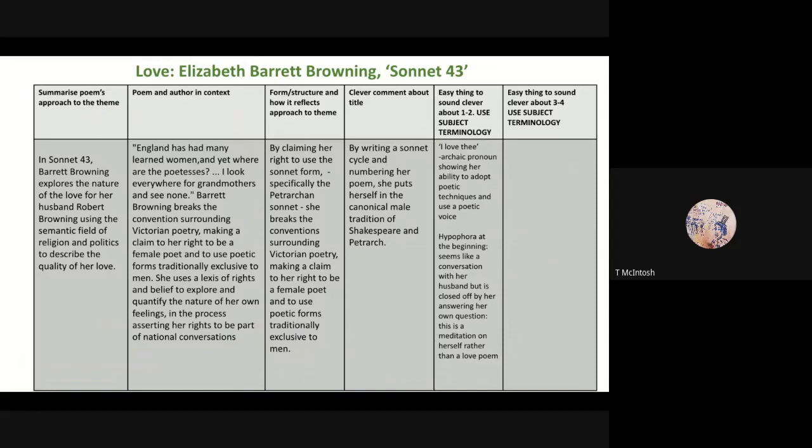Right. And then the second one is that thing I was talking about where the poem actually doesn't do what you expect. It's called hypophora. Ignore that word at the beginning. It seems like it's going to be a conversation. "How do I love thee?" Starts off as a question. Does he get a chance to say a word? No, he does not, because it's closed off by her answering her own question. This is a meditation on herself rather than a love poem.